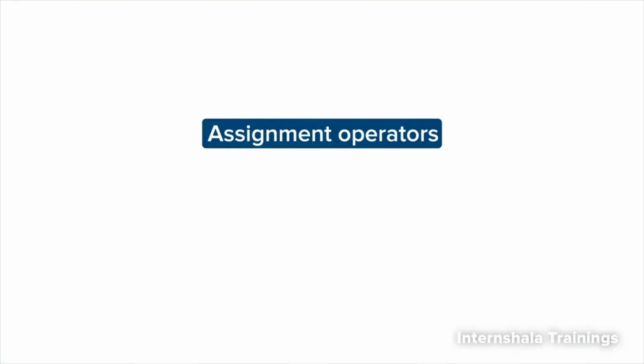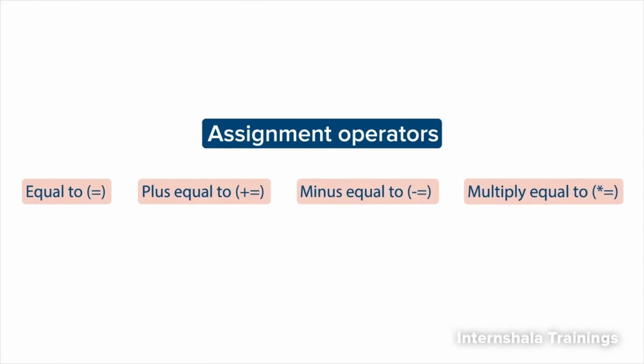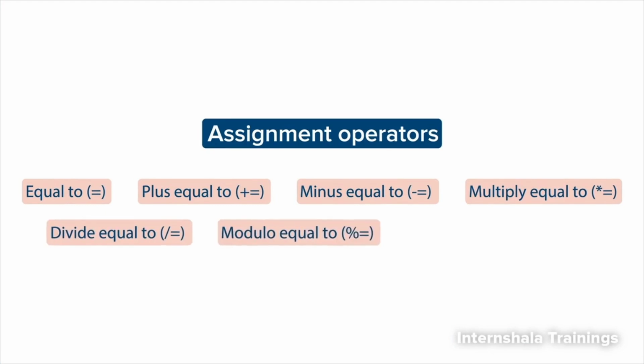Next, we will move to assignment operators. Here also, the assignment operators such as equal to, plus equal to, minus equal to, multiply equal to, divide equal to, and modulo equal to work exactly the same way in JavaScript. We have one more assignment operator in case of JavaScript, that is the exponential equal to operator. It is denoted by 2 asterisk symbols followed by an equal to sign.